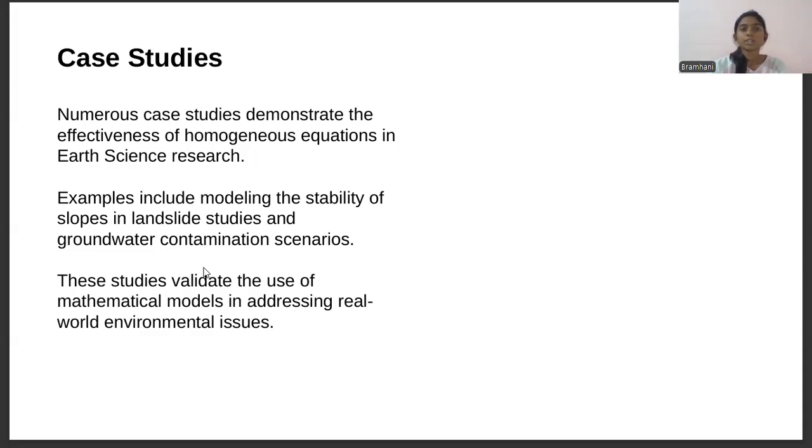Case studies. Numerous case studies demonstrate the effectiveness of homogeneous equations in earth science research. Examples include modeling the stability of slopes in landscapes, landslide studies, and groundwater contamination scenarios. These studies validate the use of mathematical models in addressing real-world environmental issues.